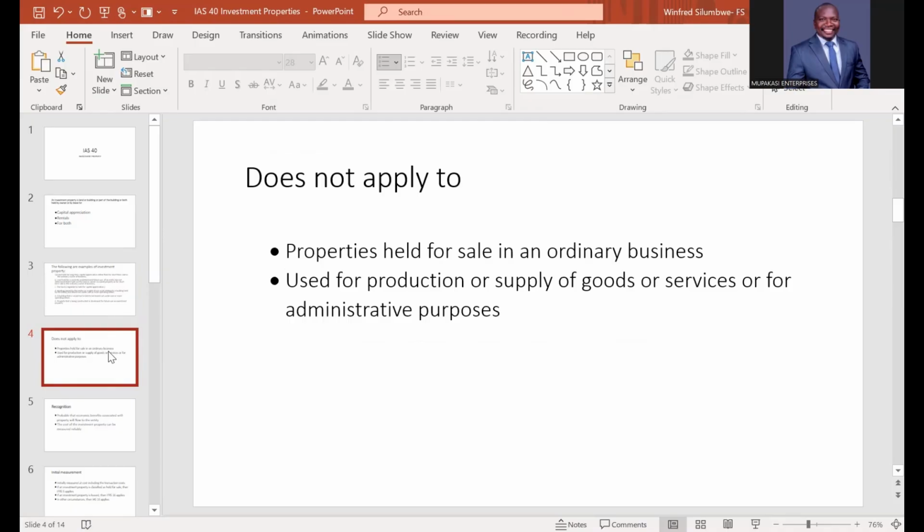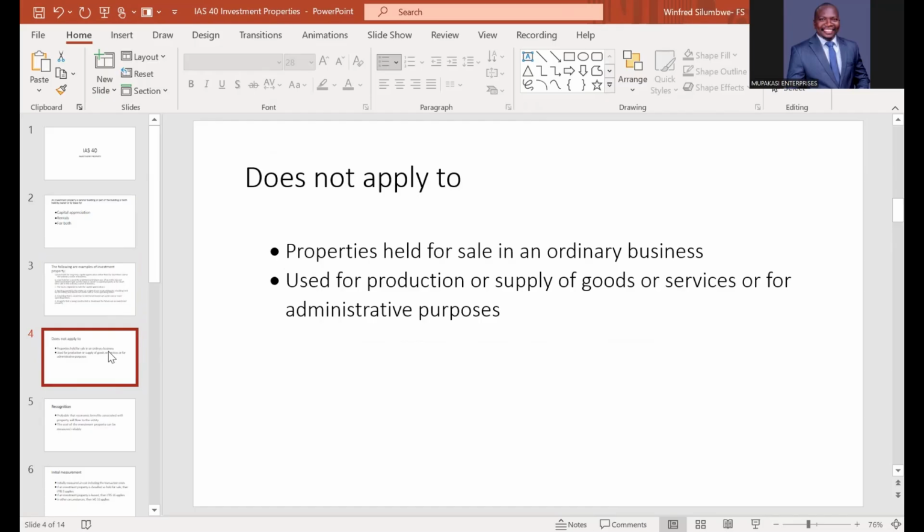So it does not apply to property held for sale in an ordinary course of business. I've explained, if that is your nature of business, buying property and selling, then that's not an investment property. It's used for production or supply of goods. Even if you build, no matter how big your complex is, if all of it will be occupied as offices, then that's not an investment property.